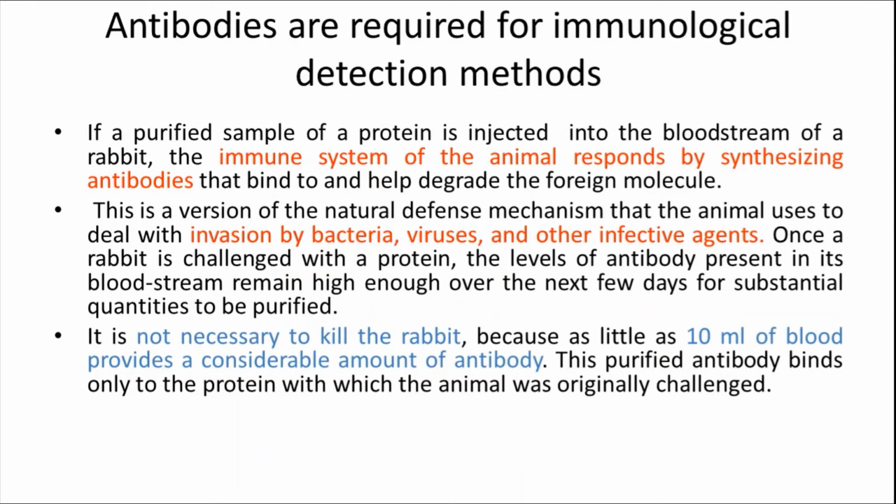Okay, come to the point. Because we are as an engineer, now we have antibodies. Antibodies are required for immunological detection. Yes. Without antibody, how do we detect? So when we have the antibody, this is a very easy method. Okay. So how do we produce the antibody?